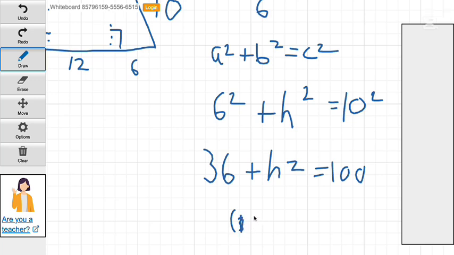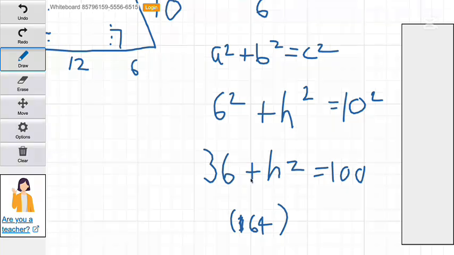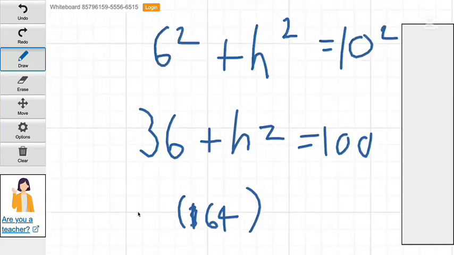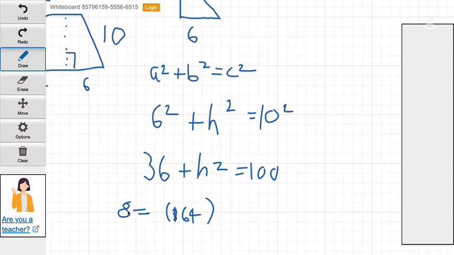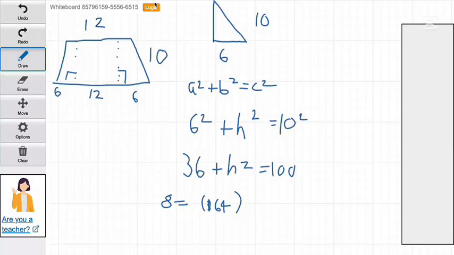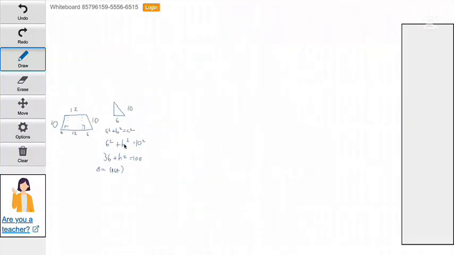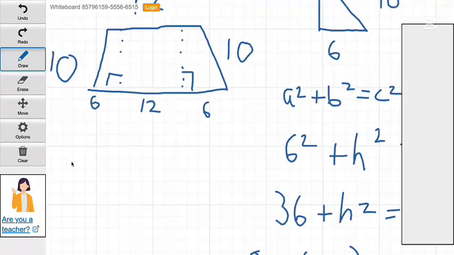No, what am I doing? 64 is what I meant to say. And then we also know the square root of 64 is equal to 8. We did it. Alright, so now that we have this information, we know that the area would be equal to half.